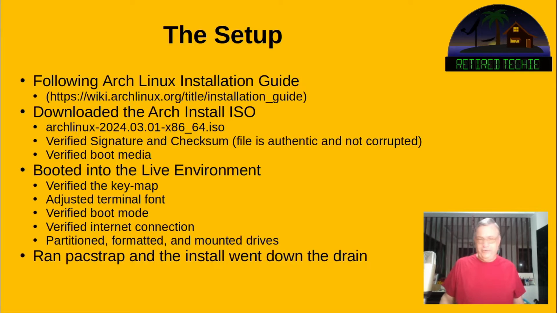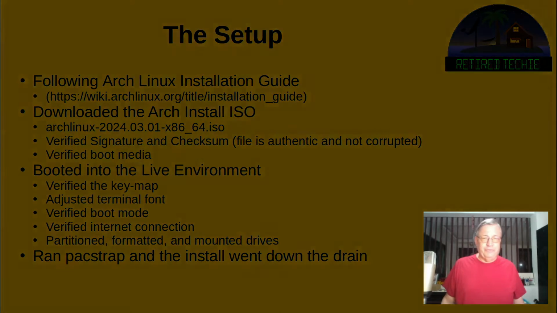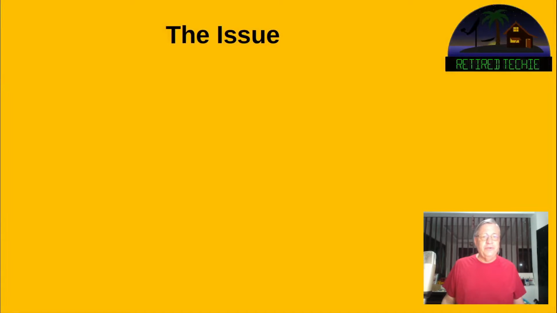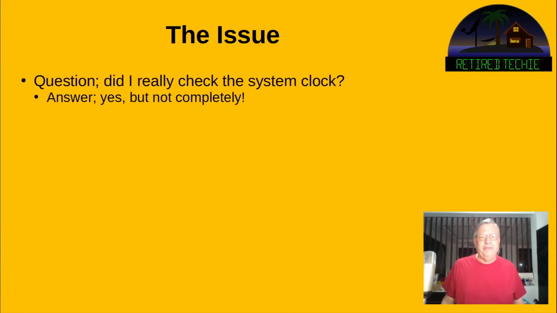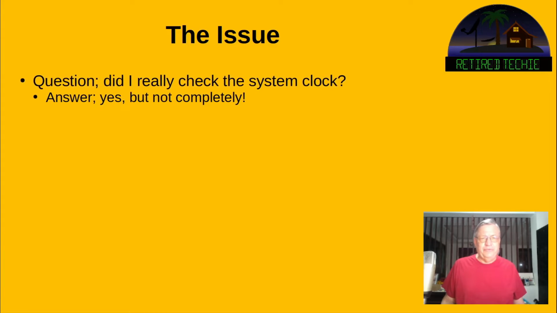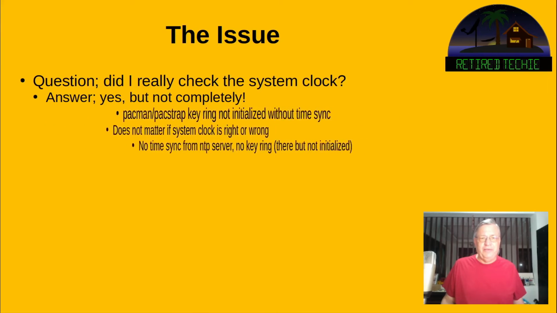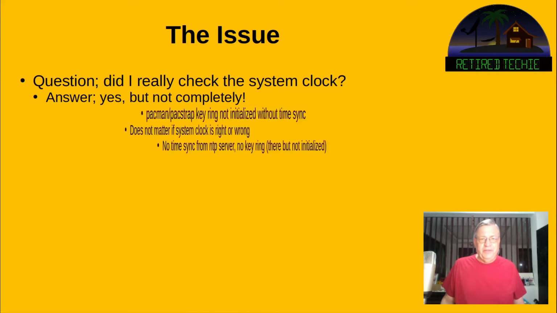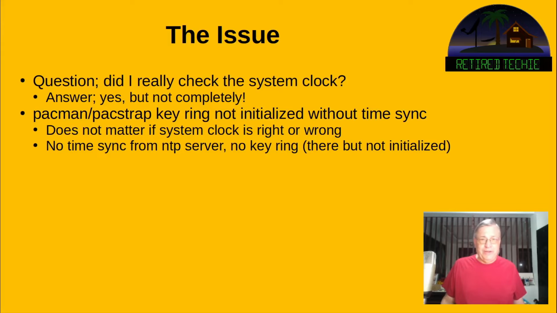So let's discuss the issue here. I could go through a lot of stuff, but let's just get right down to what the issue actually is. So question, did I really check the system clock? Answer, yes, but not completely. And like I said, this is something the Arch installer does. It's not necessarily a problem with the Arch installer. It's more of a network thing. So both pacman and pacstrap need the keyring to be initialized. If it's not initialized, they won't load the software, and it cannot initialize without getting a time sync.